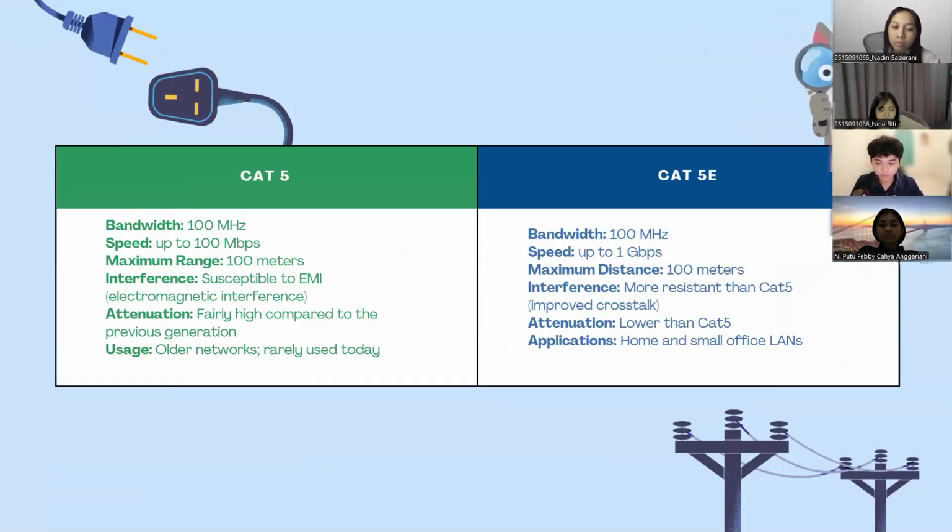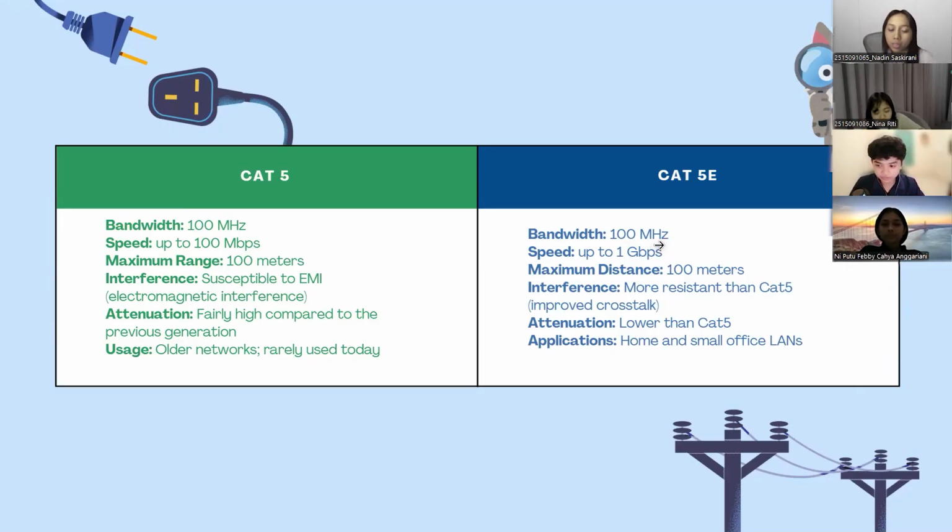Okay, now we have Cat 5 and Cat 5e. Let me start with Cat 5 first. Cat 5 has a bandwidth of 100 megahertz and speed up to 100 Mbps. The maximum range is 100 meters. However, it is still sensitive to interference. It is hardly used today.